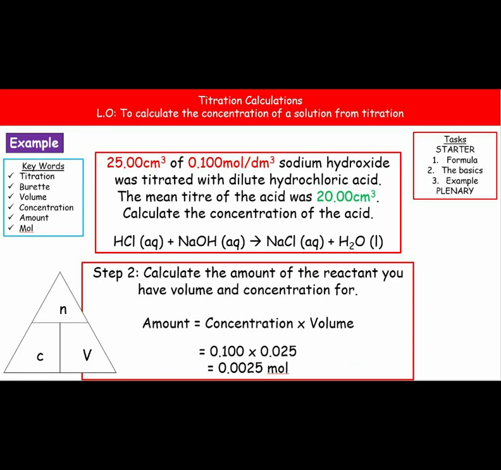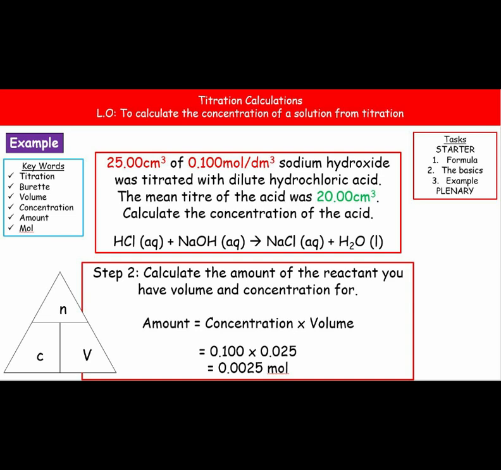Step 2 then is where we need to calculate the amount of the reactant that we've got both the volume and the concentration for. So in this case, we've got the volume and the concentration of the sodium hydroxide. So we go back to our formula I said was critical to this lesson. So amount is concentration times volume. Write that down first of all, so you've got it there.